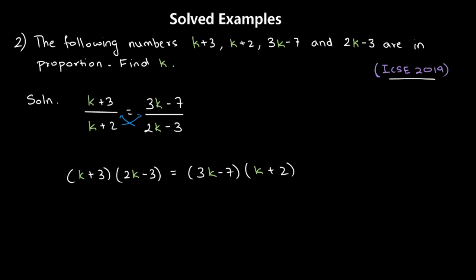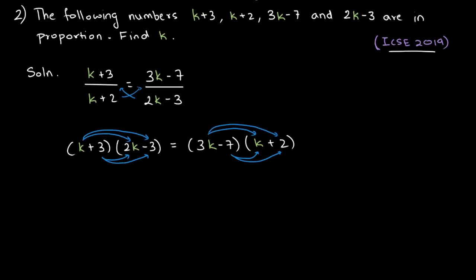Now remember, whenever you're multiplying two brackets, we need to use the distributive property of multiplication. So k will get multiplied into 2k and minus 3. Same way, plus 3 gets multiplied by 2k and minus 3. Same way over here, 3k gets multiplied by k and plus 2, and minus 7 will get multiplied by k and plus 2, right? So the basic distributive property of multiplication is what we are applying here, or other expansions.